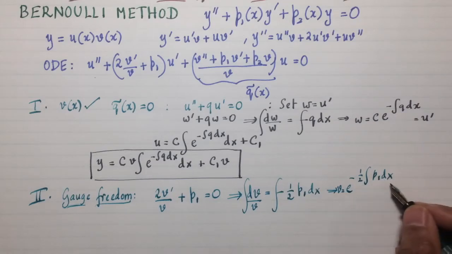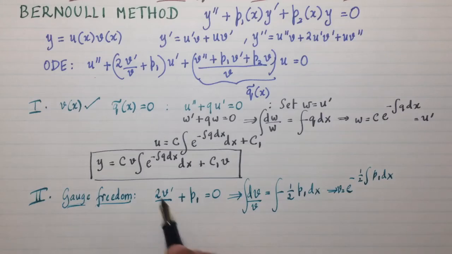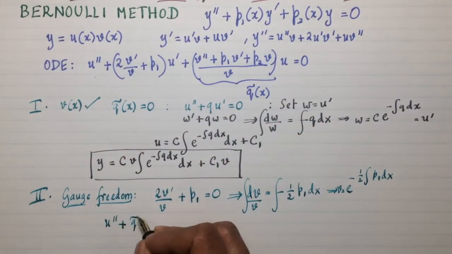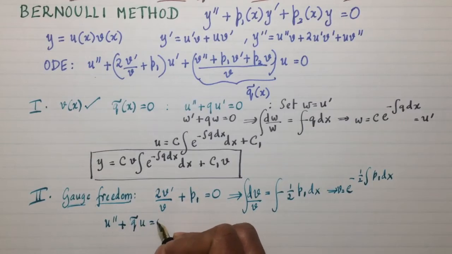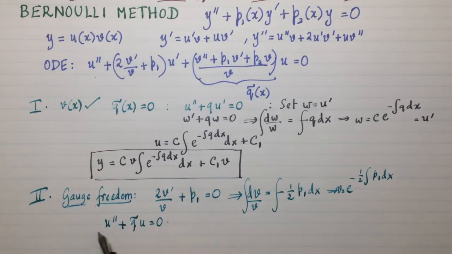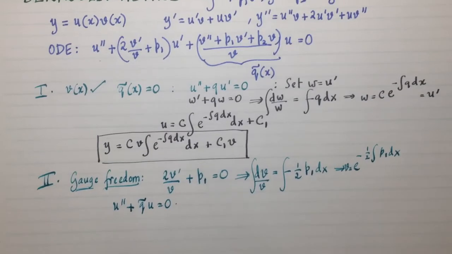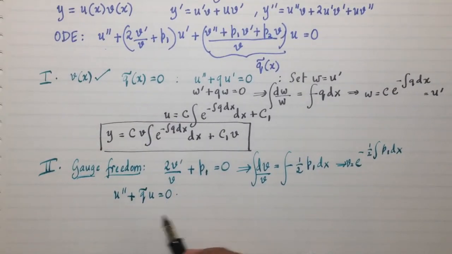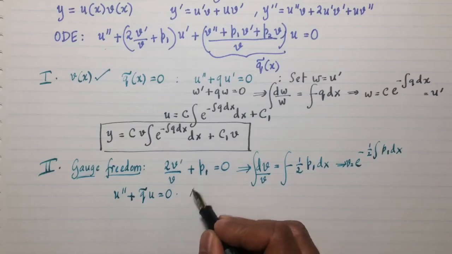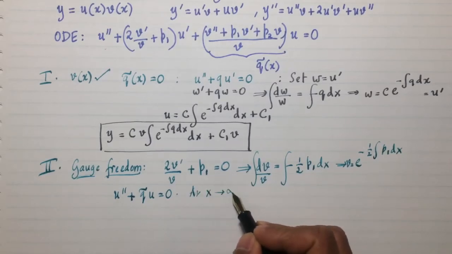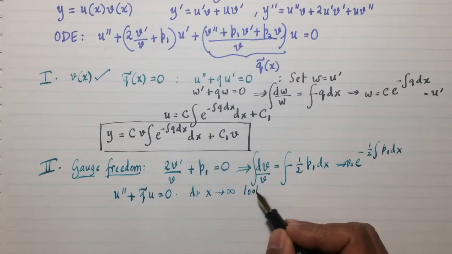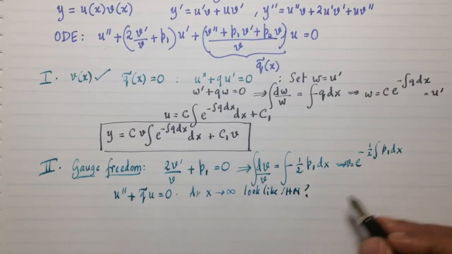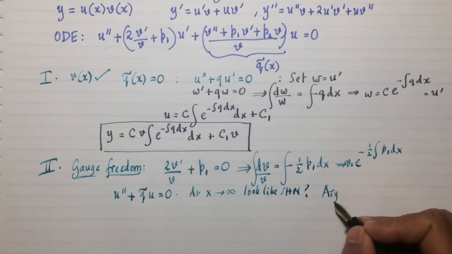So once I have that, I just have u double prime plus q tilde of x times u equals 0. Well, that looks a lot like simple harmonic oscillation, except q is not constant, so that cannot be simple harmonic motion either. But maybe as x goes to infinity, it could look like simple harmonic motion. So at least we can get some asymptotics out of this.